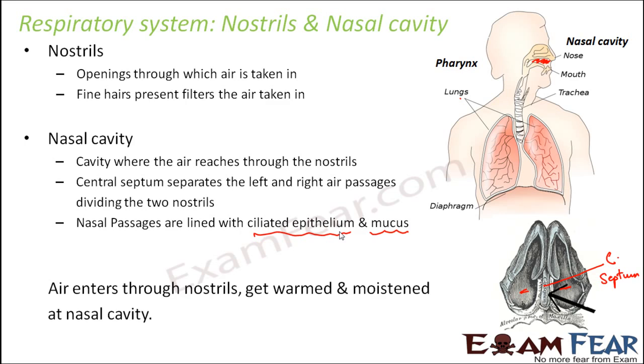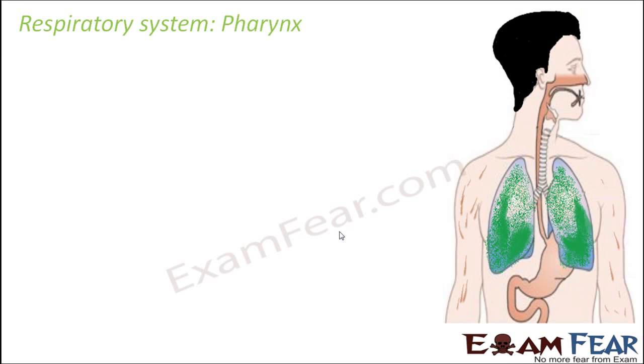So what happens is, air enters through the nostrils, and gets warmed and moistened at the nasal cavity. So nostrils just act as the entrance, and the nasal cavity helps to filter the air, to warm and moisten it with the help of mucus and the ciliated epithelium. Now after the nasal cavity comes the pharynx. So pharynx is the common passage for food and air. As you see here, this part is pharynx.